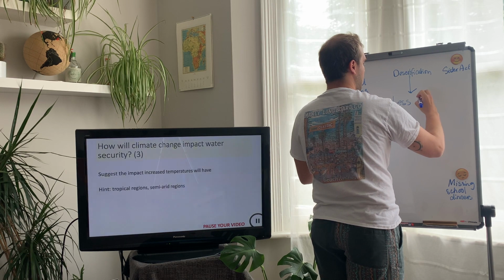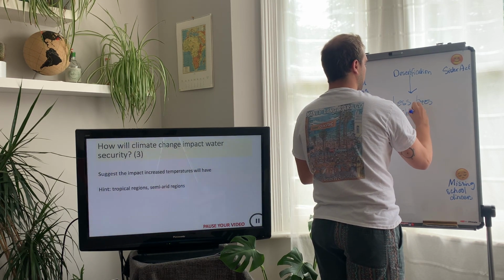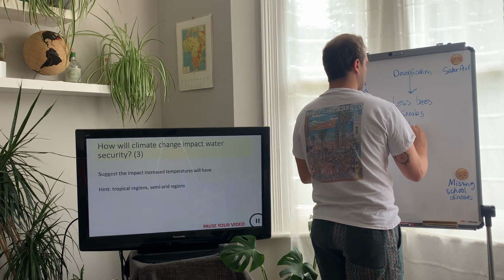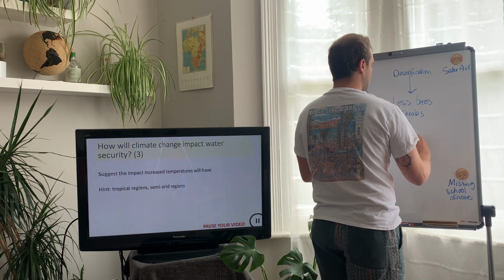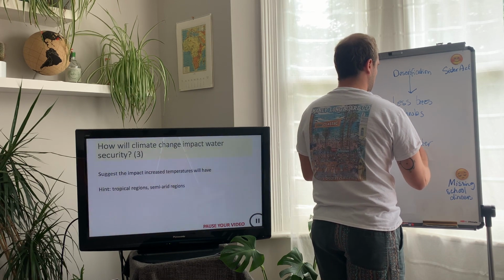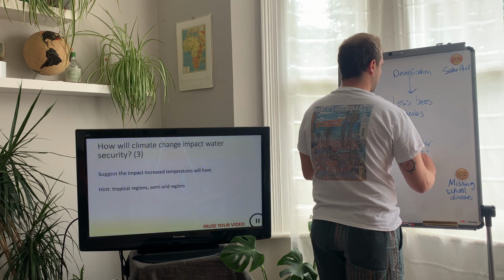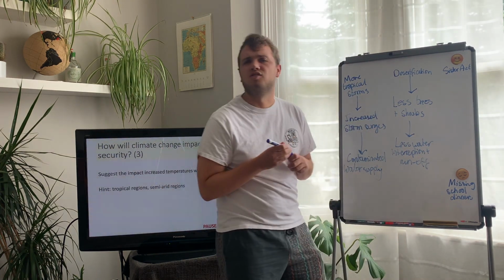less trees and shrubs, which will lead to less water interception and runoff. So that was a bit more complicated. Sorry, I didn't choose a very good one there.